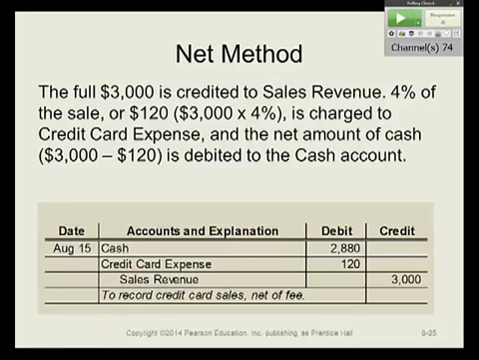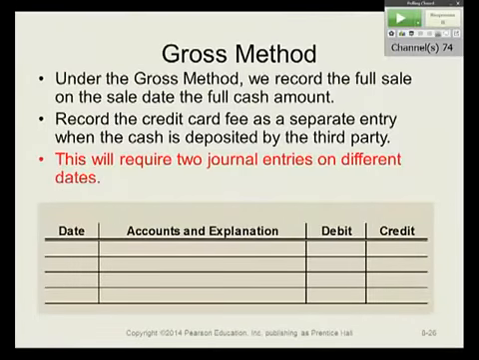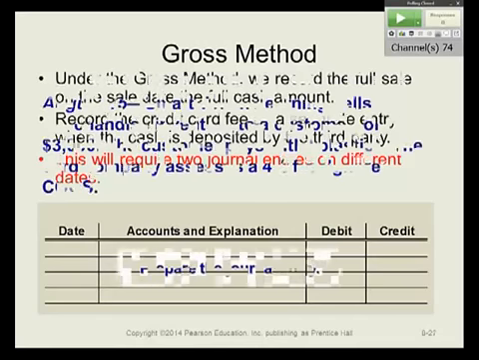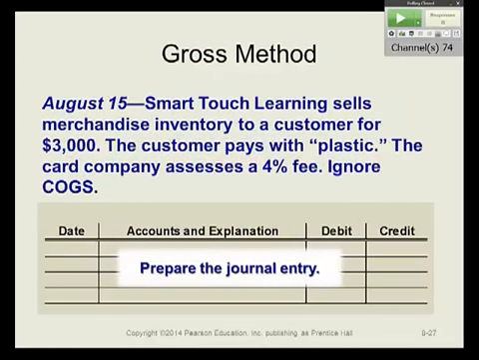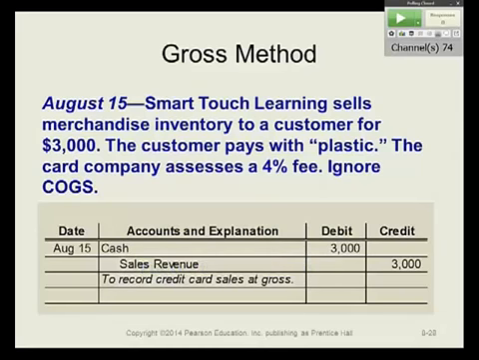Now, I have another option, and I'll take questions, I'll go back to this, but the other option is the gross method. In this case, I have to make two journal entries because what I need to do is record the sale at the full $3,000 amount, and then when I collect my cash and it's less than the $3,000, I'll have to record the fee. So I wait to record the fee until I settle up with the debit or the credit card company. So in this case, once again, it's a $3,000 sale at 4%, the $120 fee. And on the date of the sale, which is August 15th, I don't record the fee at this point.